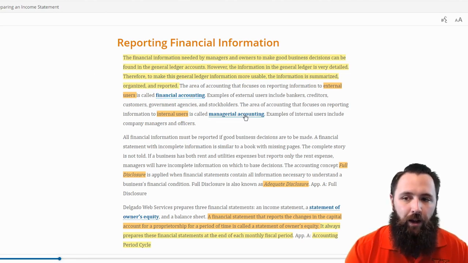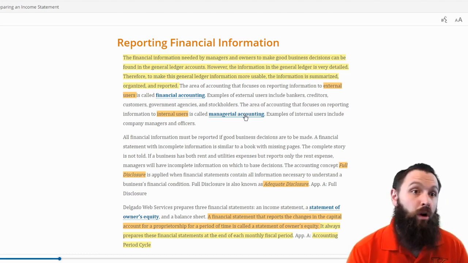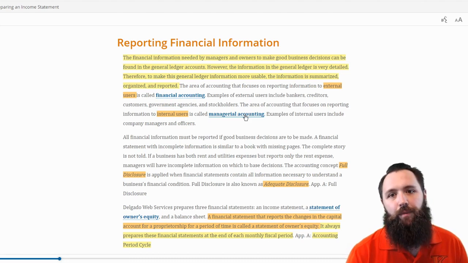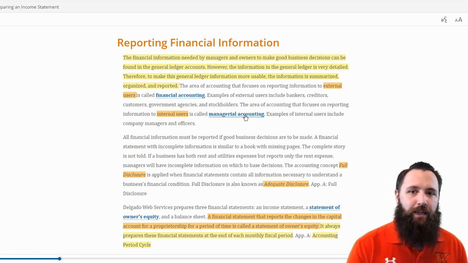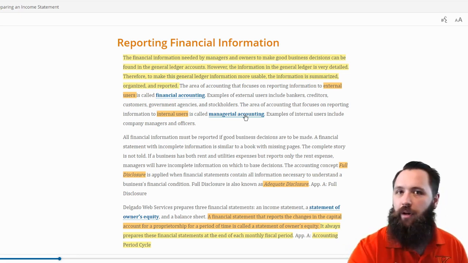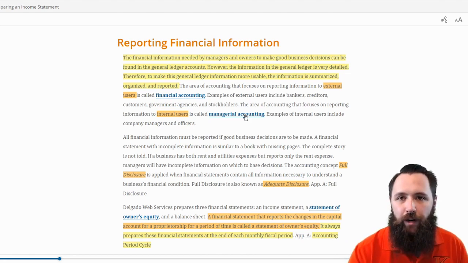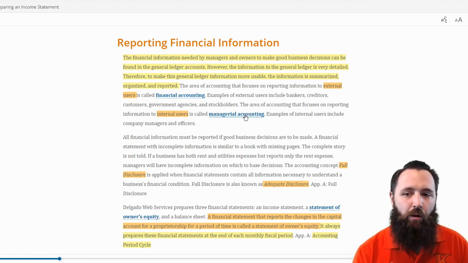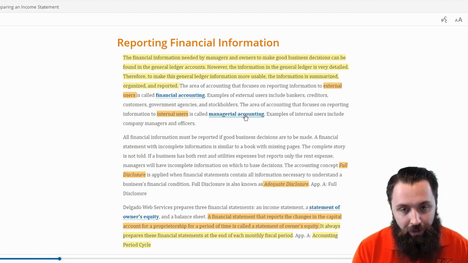On the flip side, accounting that focuses on internal users is called managerial accounting. This information is used by the people that are actually running the business. This is so important, because I want to know how much I spent on my payroll expenses, and I want to make decisions in the future. Do I need to spend more money on payroll? Do I need to spend less? How were my sales and my revenues? Do I need to increase my sales next year, and by how much? This is managers or people that are running your business. That's managerial accounting. So we have financial accounting with external users and managerial accounting with internal users.